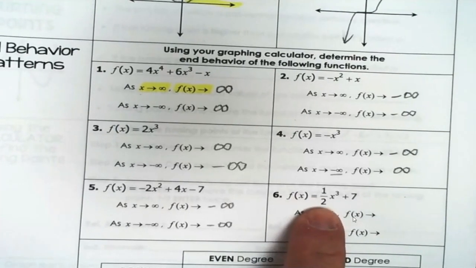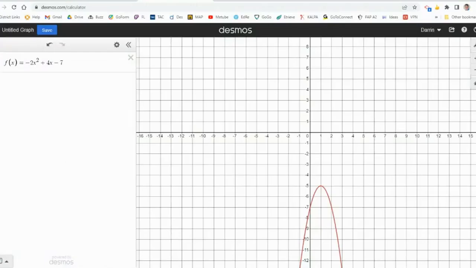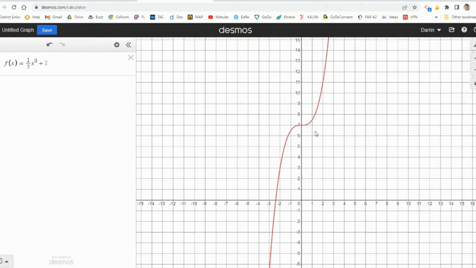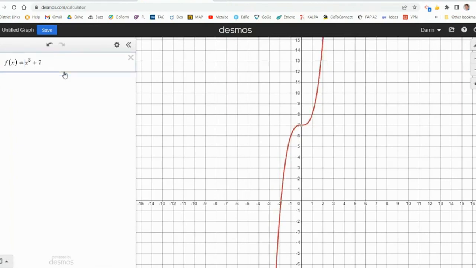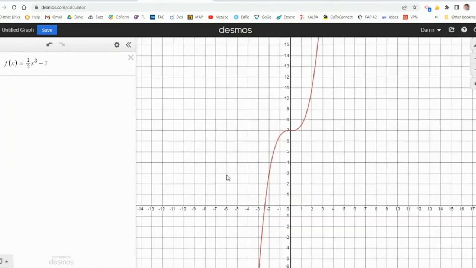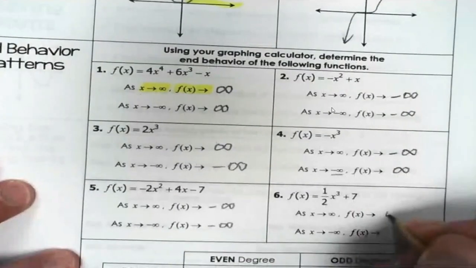Now we have 1/2 x to the third plus 7. What does that do to it? The plus 7 just brought it up there, but still, it acts just like a regular x to the third. It's just the coefficients will change a little bit. If we take out the 1/2, it just straightens it up a little higher. See, it's kind of a vertical compression. But still, as x goes to infinity, this is going to infinity. As it goes to negative infinity, it's going to negative infinity. So this goes the same as x.